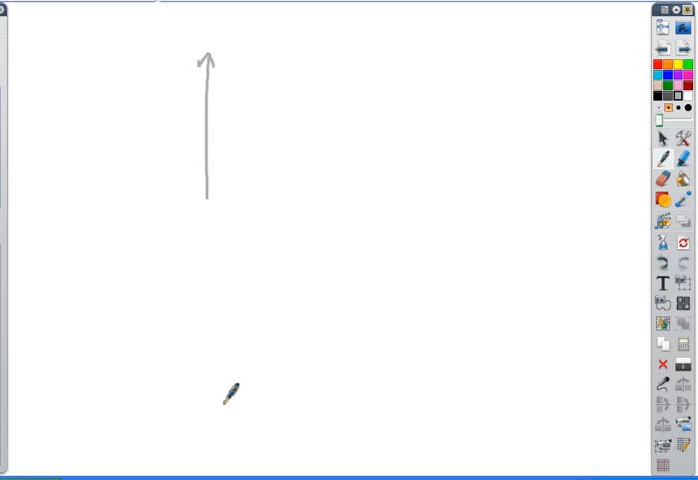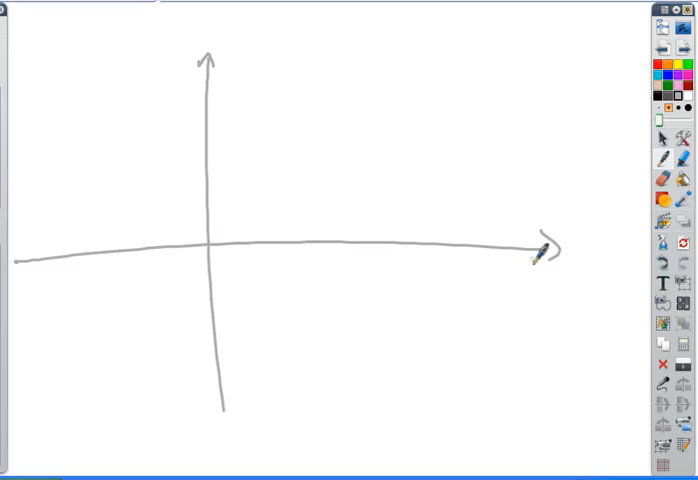Does somebody want to come up here and try to define the places where this function is concave up or down? I'll draw it in black. I want you to outline in red the places where it's concave up, and in blue outline the places where it's concave down.